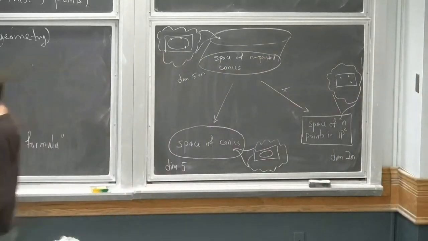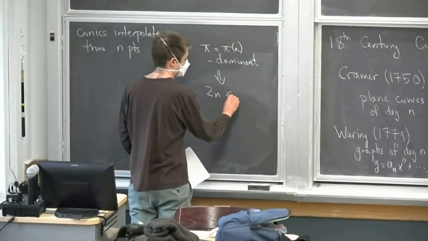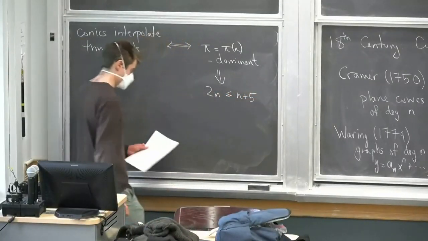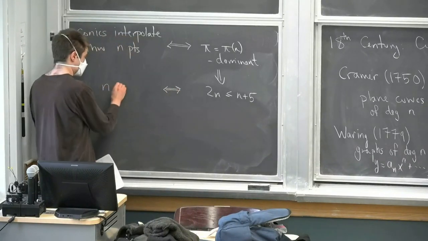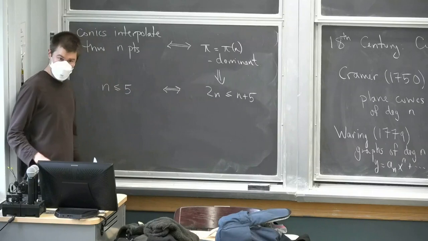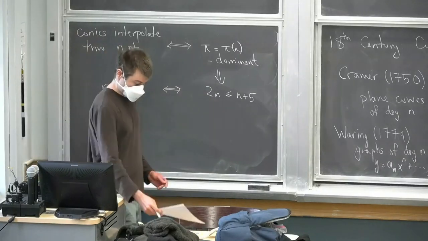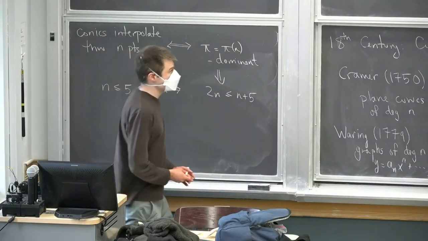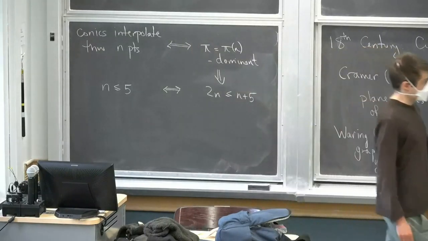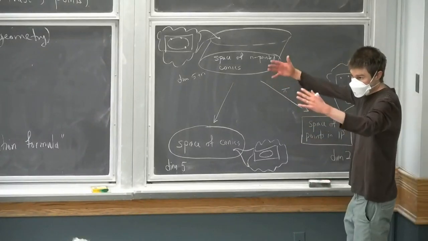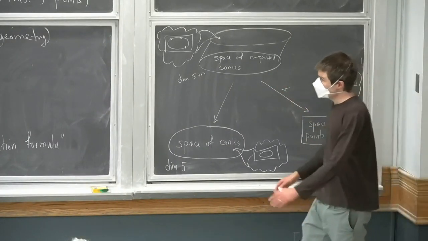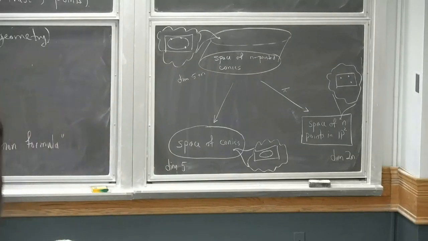So we must have that 2n is at most n plus 5, and this is the same thing as saying that n is at most 5. So you see right away that I cannot hope to interpolate through more points than the dimension of the space that parameterizes the curves in question. And what this is saying is that this is always giving the right answer.